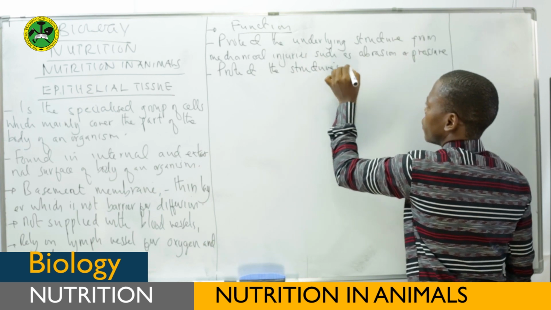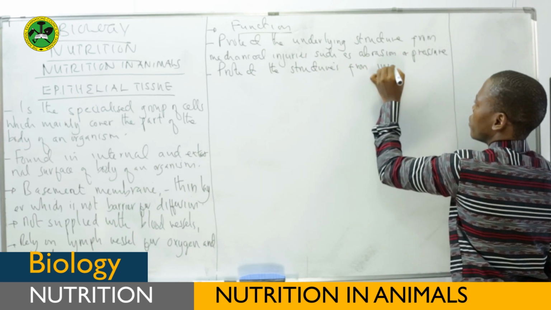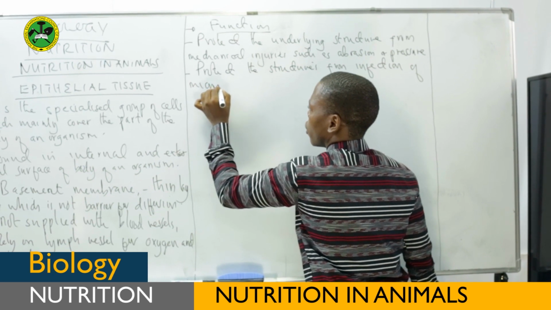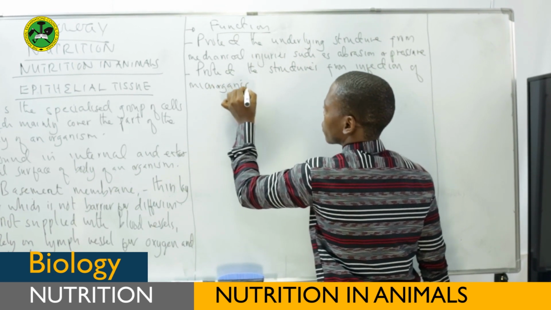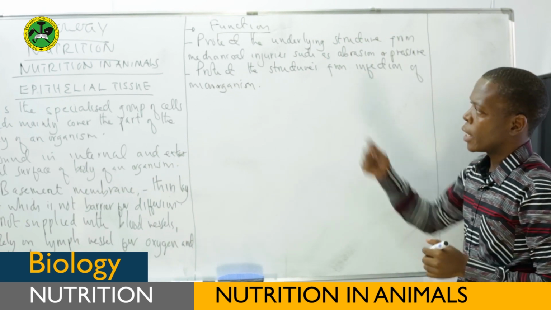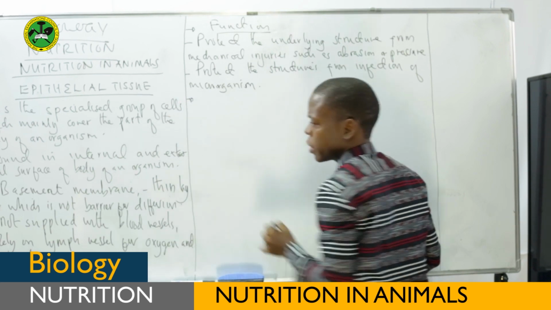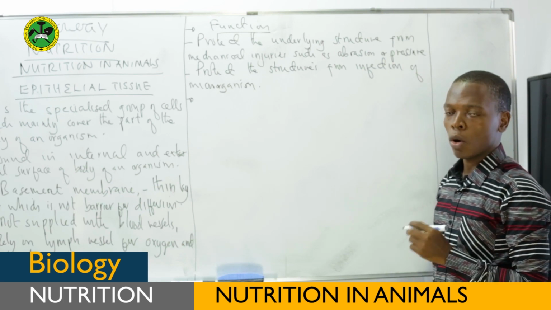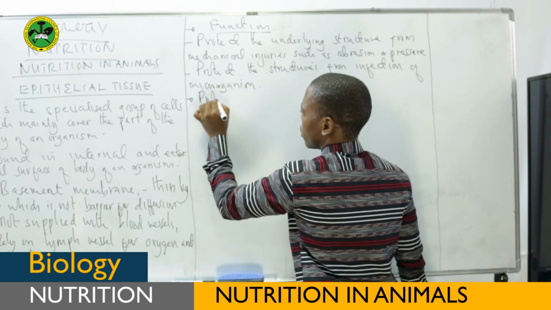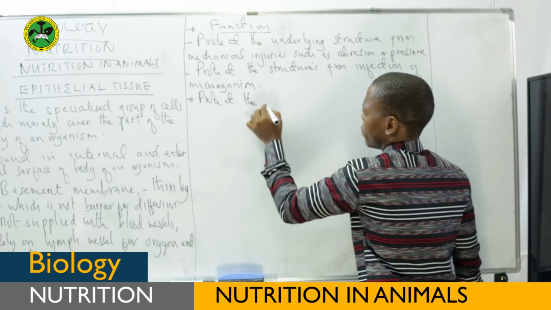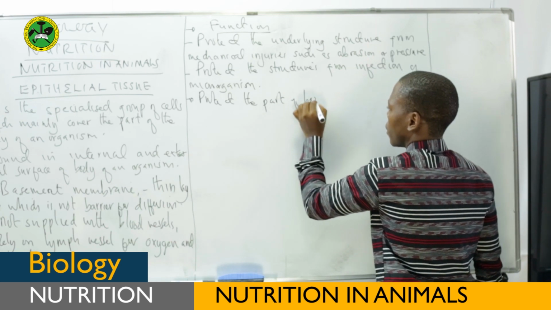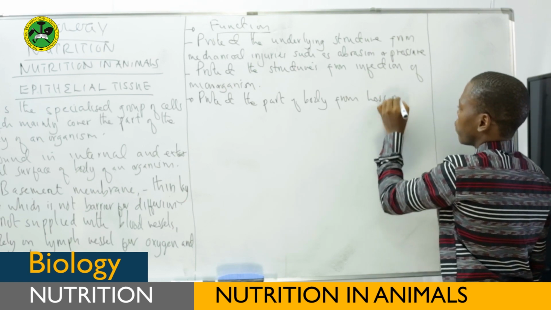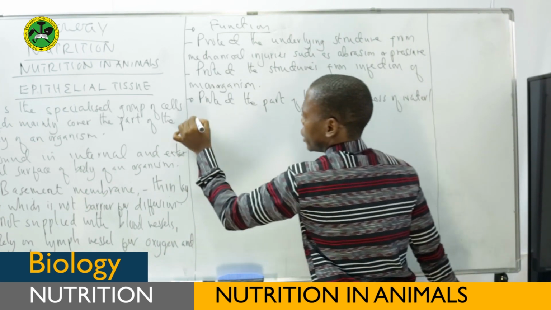infection of what? Of microorganisms. But again, as you have said, this is a general function of this epithelial tissue. Again, they protect the structure from drying out, or we call it dehydration, loss of water. See? Protect the body from loss of water, or we call it dehydration.